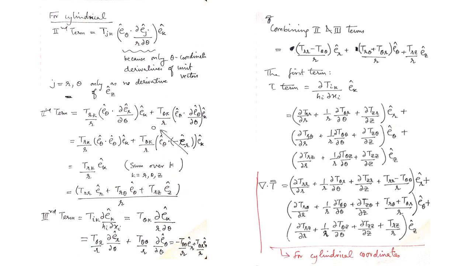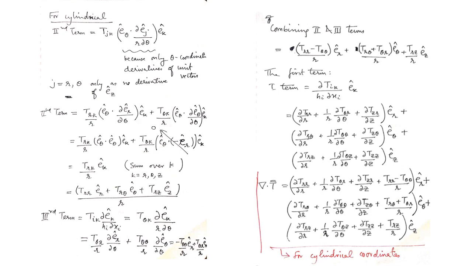Now the third term was t_ik del e_k cap upon del xi, and 1 over hi. So again I can be fixed as theta, and therefore t_thetak del e_k cap del theta, of course 1 over r is the scaling factor in theta direction. So now we can open up the summation over the repeating index k. Since the derivative is involved, we'll only do it over r and theta.